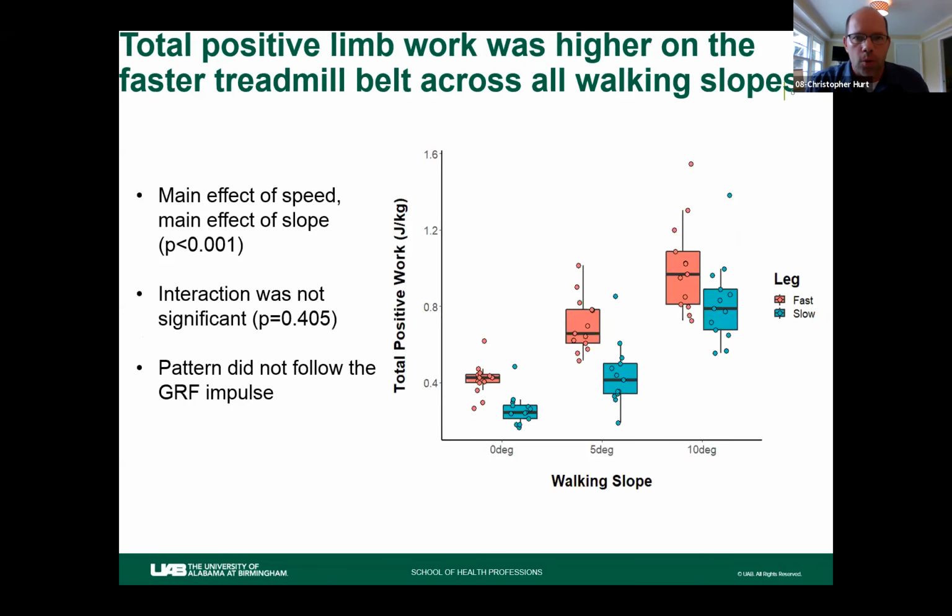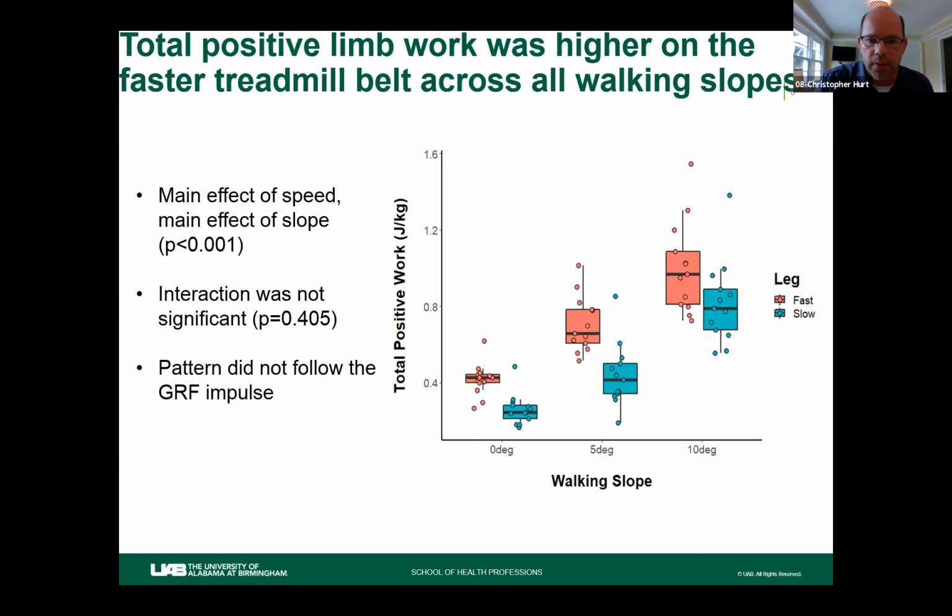However, when we looked at total positive limb work, we saw that total positive limb work was higher on the faster treadmill belt across all walking slopes. The interaction was not significant. So again, it was higher throughout all the different slope conditions. So this pattern did not follow the ground reaction force impulse.